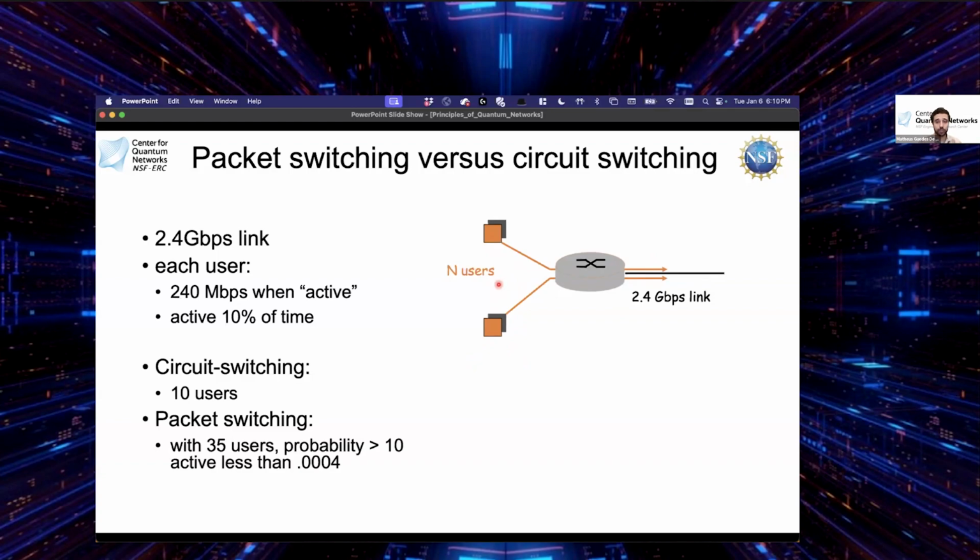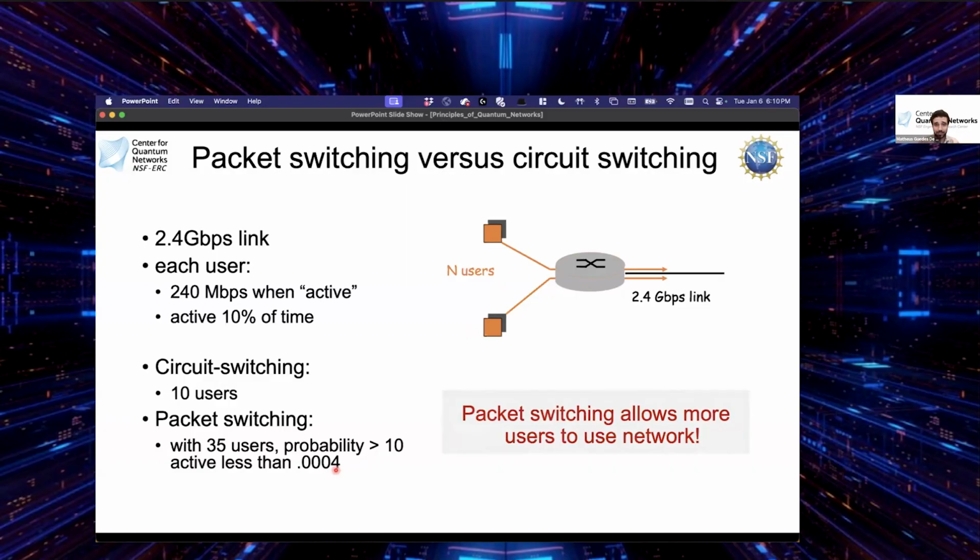But if we have packet switching, the picture is very different. We can calculate the probability that we're going to have multiple users communicating at the same time. And if we have n equals 35, it turns out that the likelihood of having more than 10 users active at the same time is smaller than 4 times 10 to the minus 3. What we really should take out of this is that by using packet switching, we can allow more users to utilize the network.